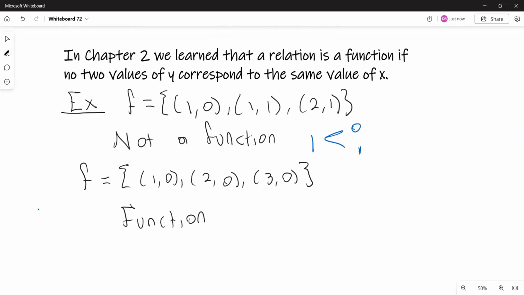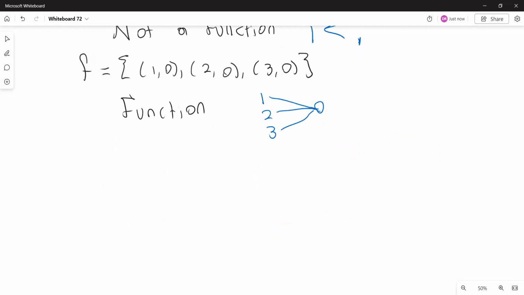Let's say we have 1, 2, and 3. They all match with 0, and that one is a function, but it's not going to be a one-to-one function. So before talking about inverse functions, we need the idea of a one-to-one function.